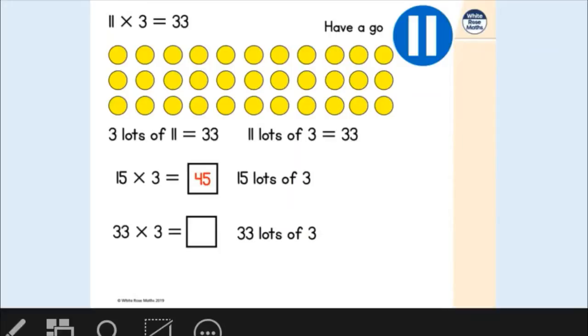Now 33 times 3, well this time we've not doubled 11 like we did with 22, we've actually multiplied 11 by 3. So we're going to multiply our answer by 3, 99.